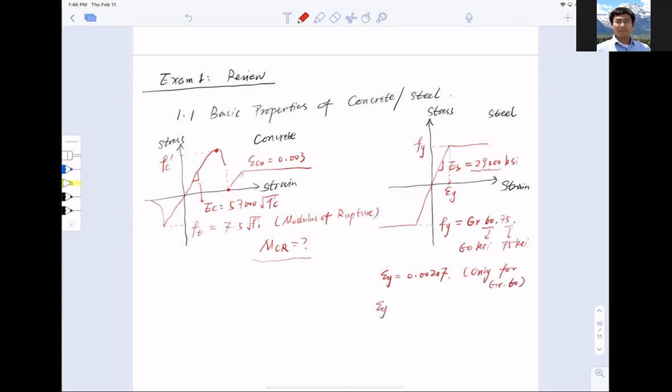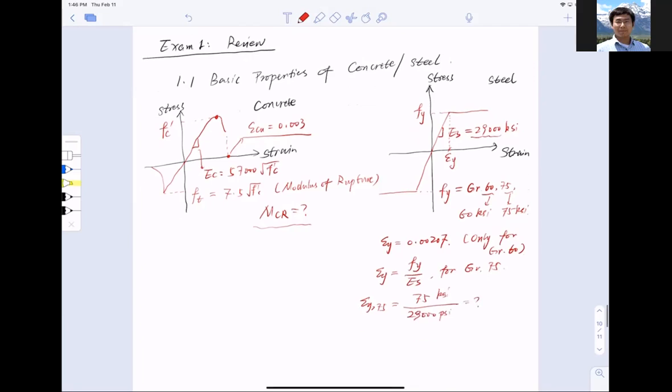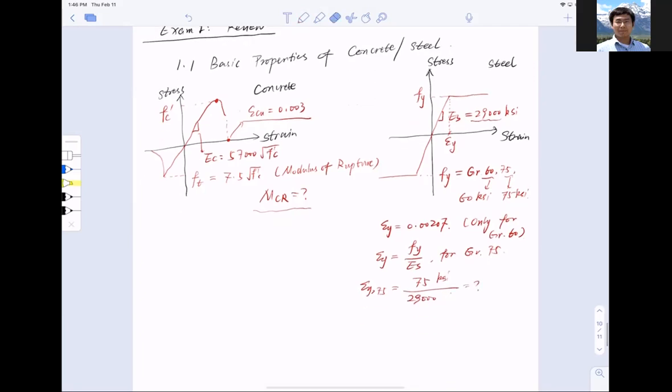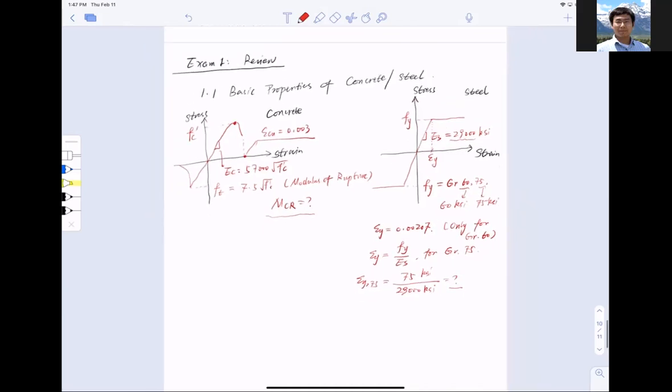Because epsilon y should equal Fy divided by Es. For example, for grade 75, epsilon y equals 75 ksi divided by Young's modulus, which still stays 29,000 ksi. Sorry, 29,000 ksi. You can go ahead and calculate that strain, and it is not 0.00207.